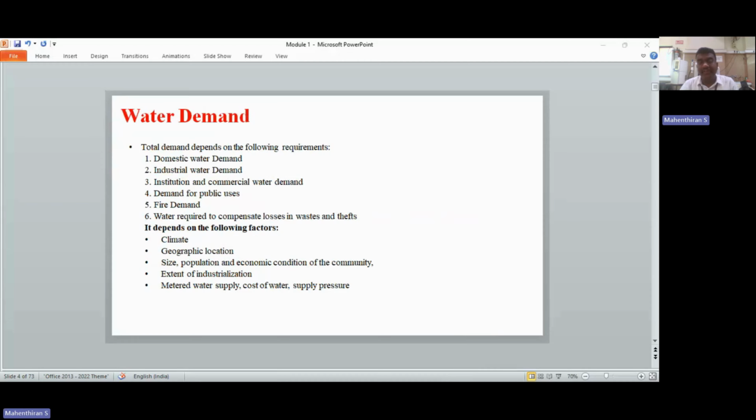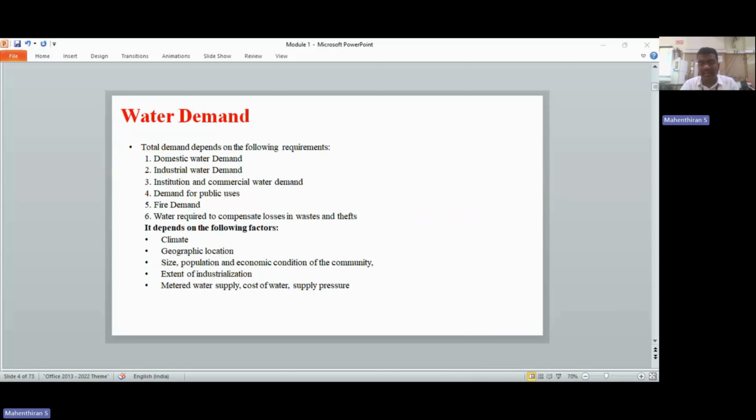Now let us move to a very important topic, water demand. Whenever we design any water supply system, whether for a village, town or city, the first and most important question we must answer is how much water is actually required. That requirement is what we call the water demand. Now, we will discuss the components of water demand.